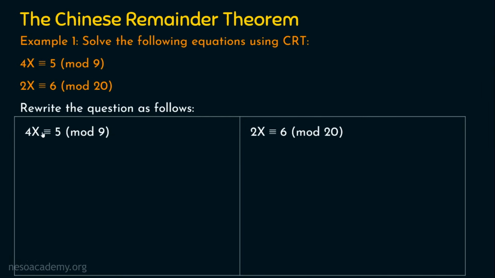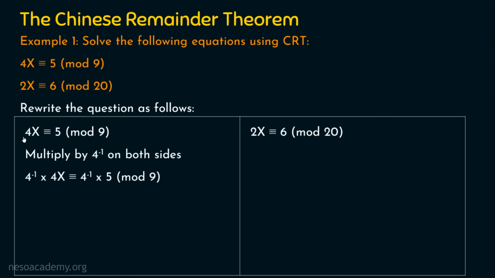So if you want to make here x, what we need to do? We need to multiply by 4 inverse, right? Is it okay to multiply 4 inverse only on one side? No, that will affect the equation. So we are going to multiply 4 inverse on both the sides. So when we multiply by 4 inverse on both the sides, we get 4 inverse into 4x, which is this. Then 4 inverse multiplied by 5, which is this, mod 9. So 4 inverse into 4, obviously it gets nullified, we get x.